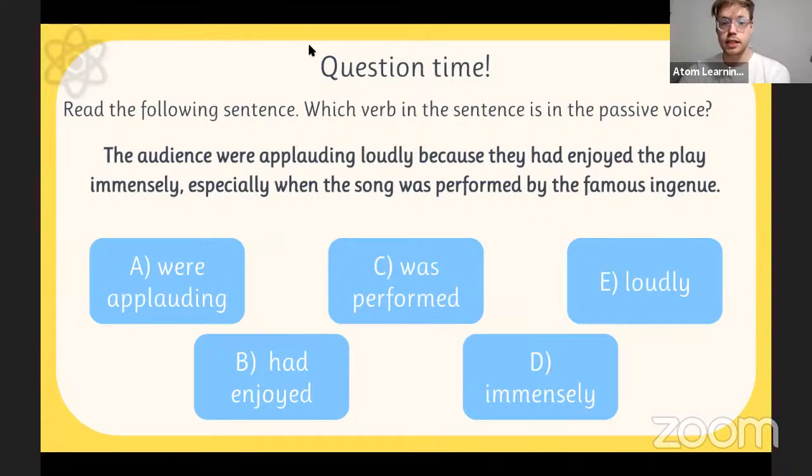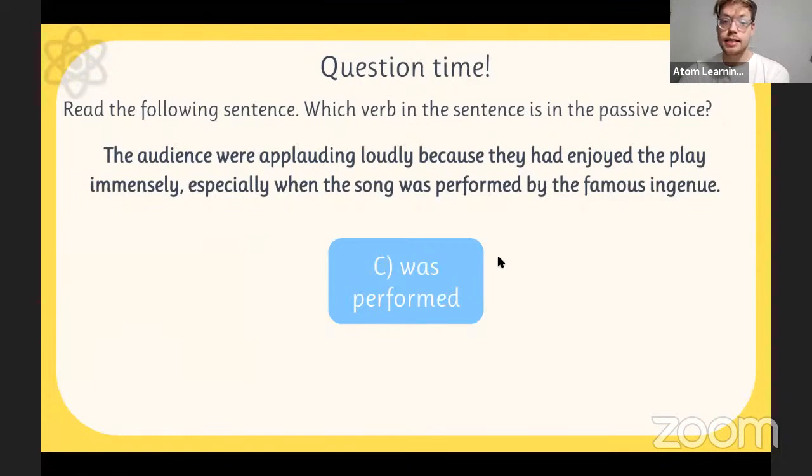I can see the majority of us went for answer option C. Well done. The answer is C. And the reason that the answer is C is because the correct answer was performing. This is because the clause, the song was performed by the famous ingenue, is in the passive voice, because the subject, which is the song, has the action of the verb done to it. The song was performed by the agent, which is the famous ingenue.